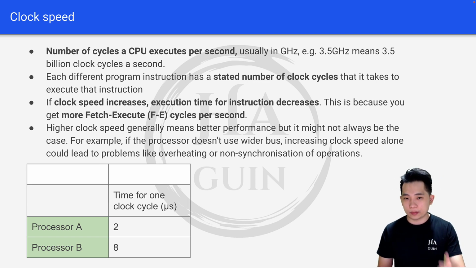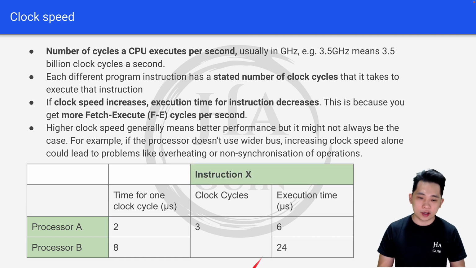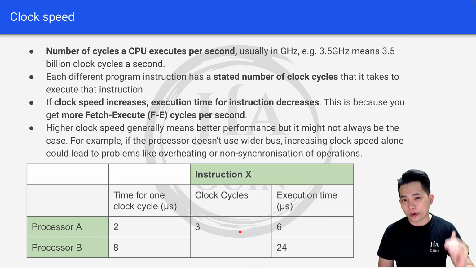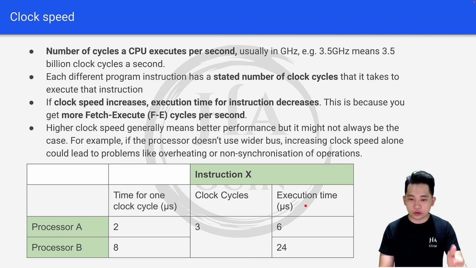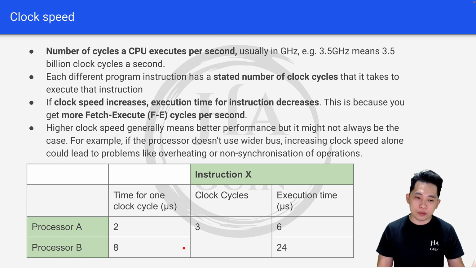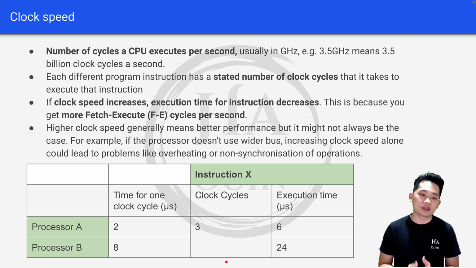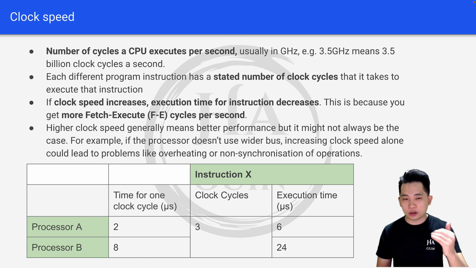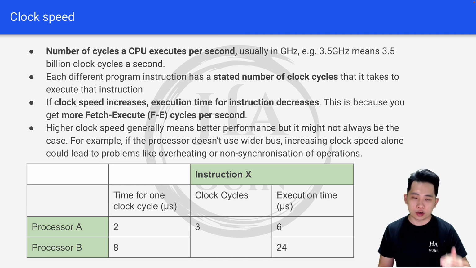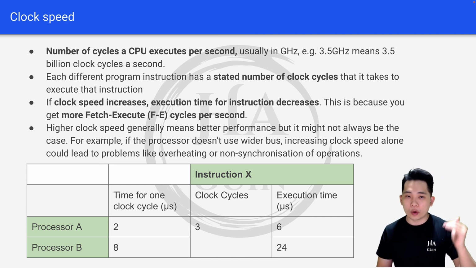And let's look at this dummy instruction X here. This is the number of clock cycles required to complete instruction X, and this is the execution time in microseconds. Using processor A, we will take 2 times 3, which is 6 microseconds to complete instruction X. And processor B will take 8 times 3, which is 24 microseconds. Definitely processor A is much more powerful compared to processor B because it has a higher clock speed. Therefore, as we say, higher clock speed in general means better performance because the execution time will be lower when we have a higher clock speed.